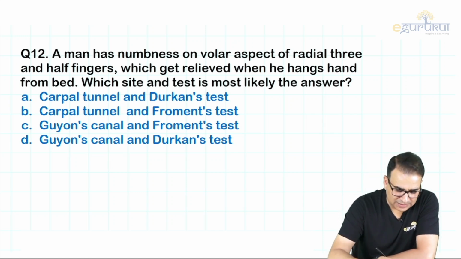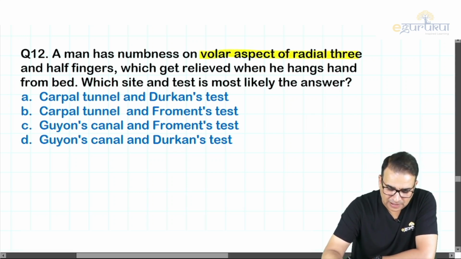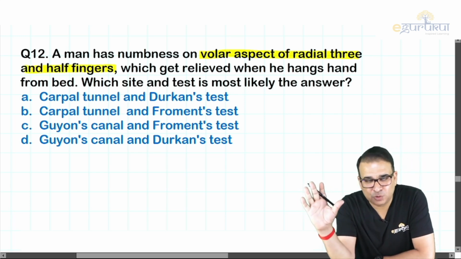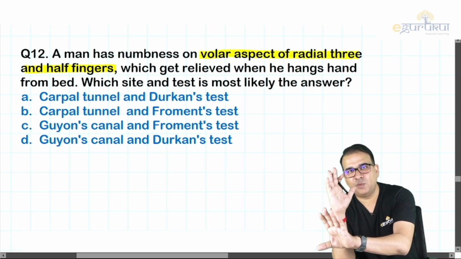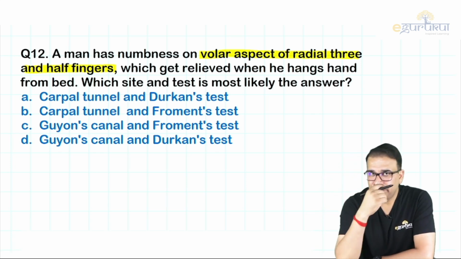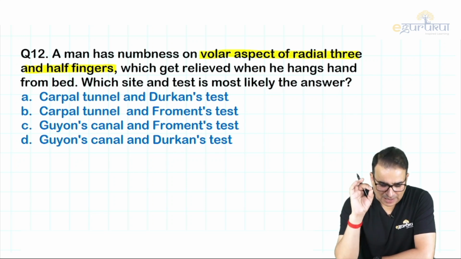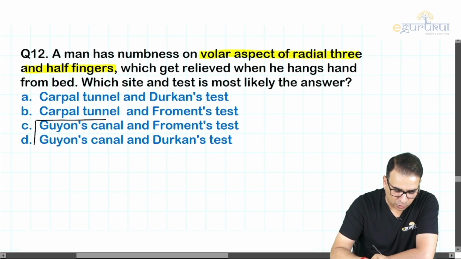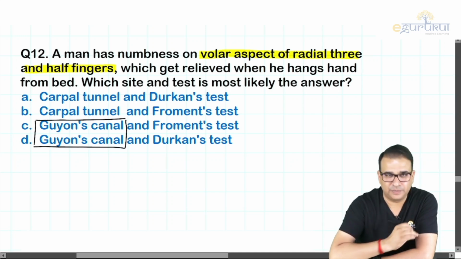Now, first, please understand, the moment you say the volar aspect and that too the lateral 3.5, then obviously the ulnar nerve is not the answer to this question. Ulnar nerve is all about the medial 1.5 on the volar aspect as well as the dorsal aspect here. So it is all about the median nerve. And by looking at this, obviously options C and D completely go out of the equation here.